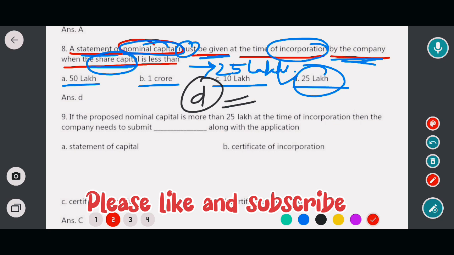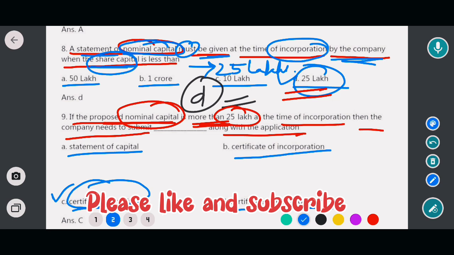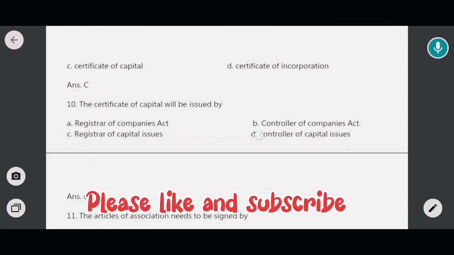Next question: if the proposed nominal capital is more than 25 lakh, earlier it was less than 25 lakh, now it is more than 25 lakh at the time of incorporation, then the company needs to submit dash along with the application. The options are: statement of capital, certificate of incorporation, certificate of capital and certificate of incorporation. The correct option will be option C, that means certificate of capital. Now moving to the next question.